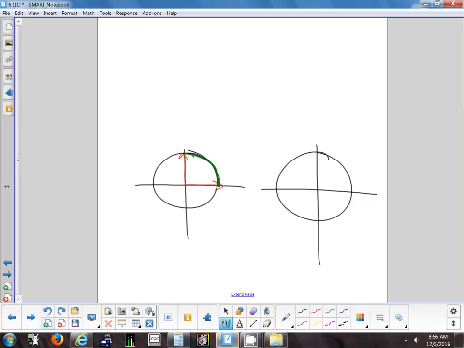Yeah? 360. Here's my initial side. Here's my terminal side. They would be right on top of each other. And here, if I do it in a different color, is my arc. So this is going to be like our, in 1 foot, there's 12 inches. If you have 360 degrees, it takes up the entire circle. Any questions on that?